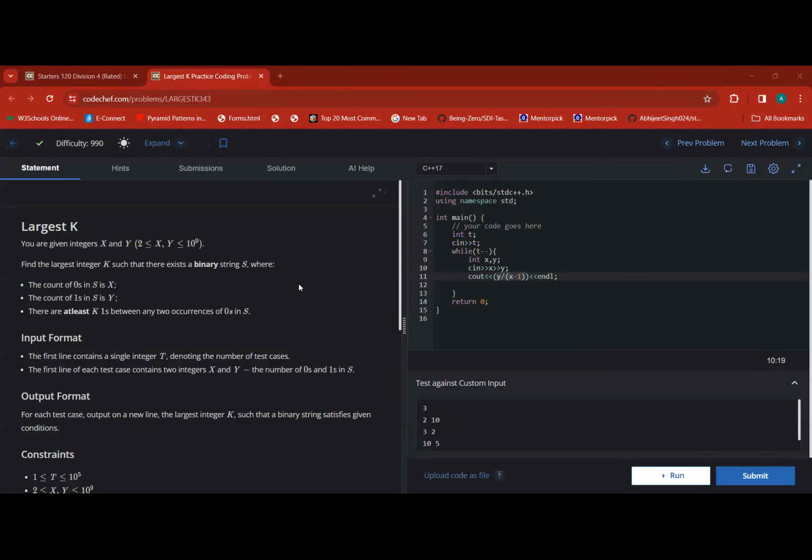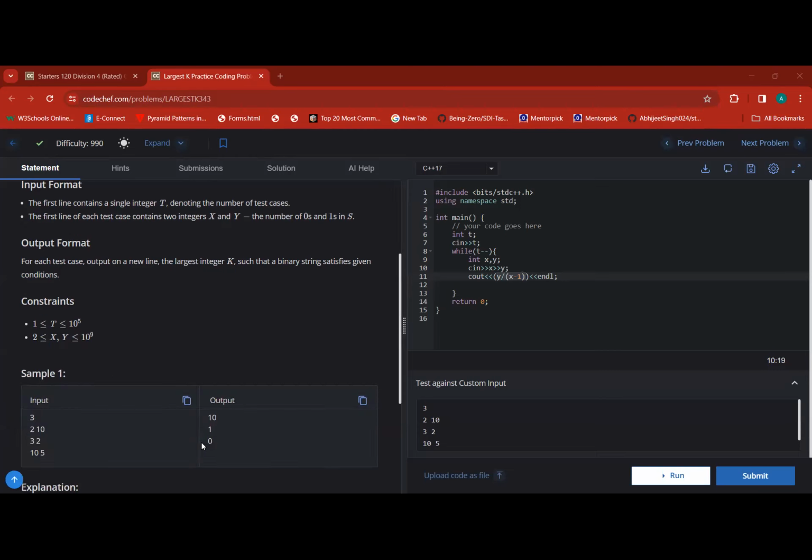So the next problem on CodeChef is Largest K. In this problem, we'll be given x and y, and we have to find the largest integer k such that we have a binary string which has x zeros and y ones in it, and it has at least k ones between any two zeros.